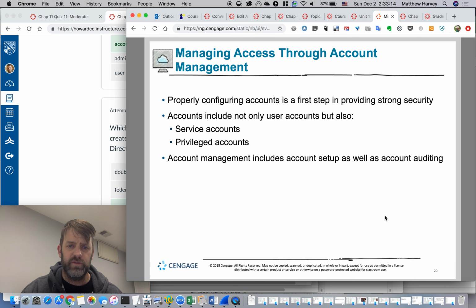So, managing access through account management. Account management is the process of setting up accounts, making sure that accounts are kept up to date, and that they're shut off when someone leaves the organization. It can also include not just what we're used to thinking of as user accounts, but also service accounts and privileged accounts. Service accounts are accounts that don't really belong to a person, but instead belong to a system or a program.